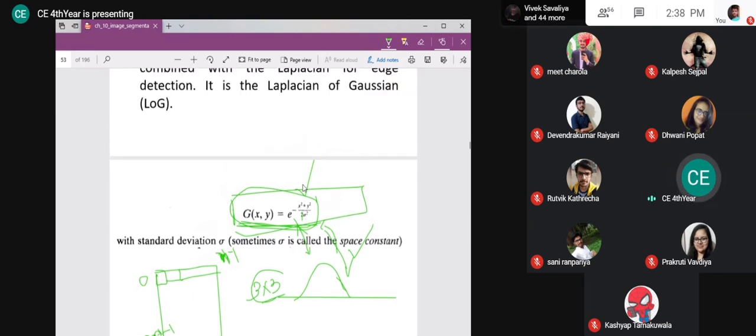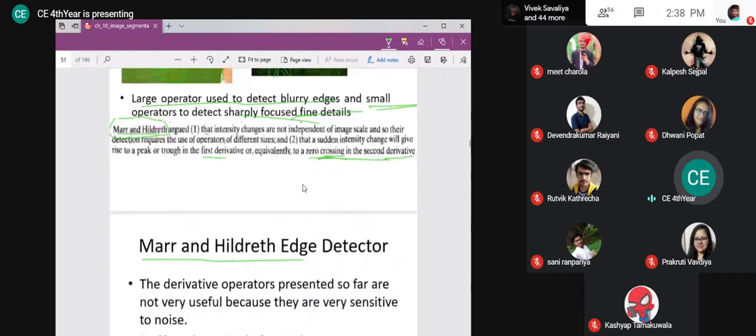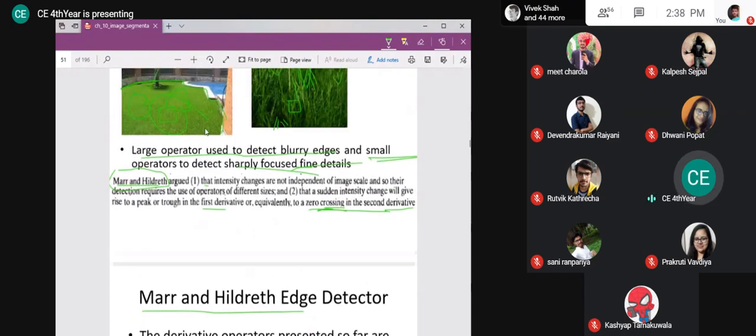Now, two questions remain. Okay, you blurred it. Actually, you wanted to find edges, but you blurred it. Why did you blur? Because I wanted to suppress the small details, right? So here, I want to suppress the small details, and here I don't want to suppress much.